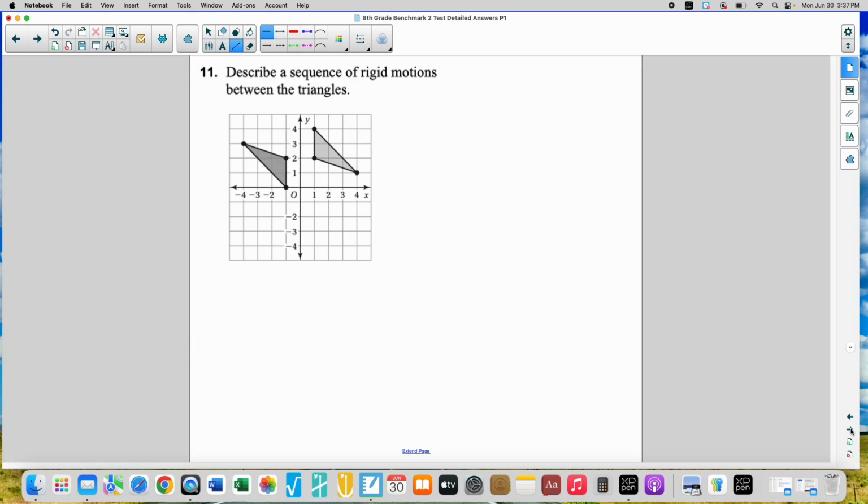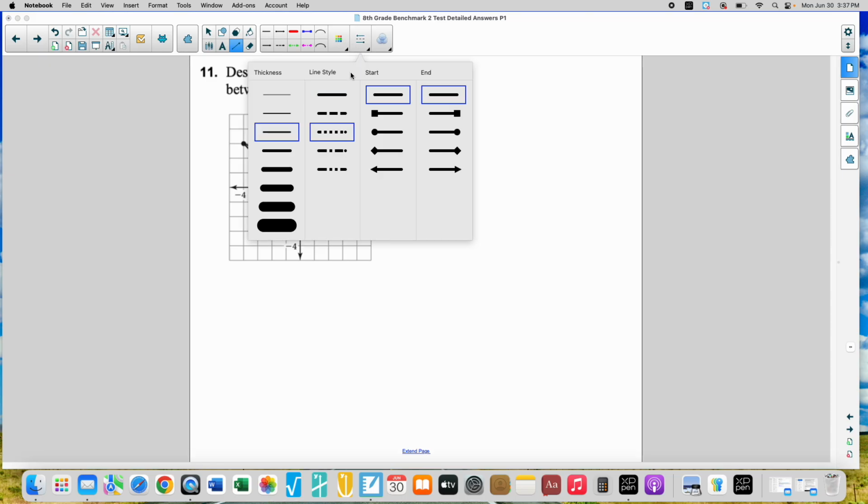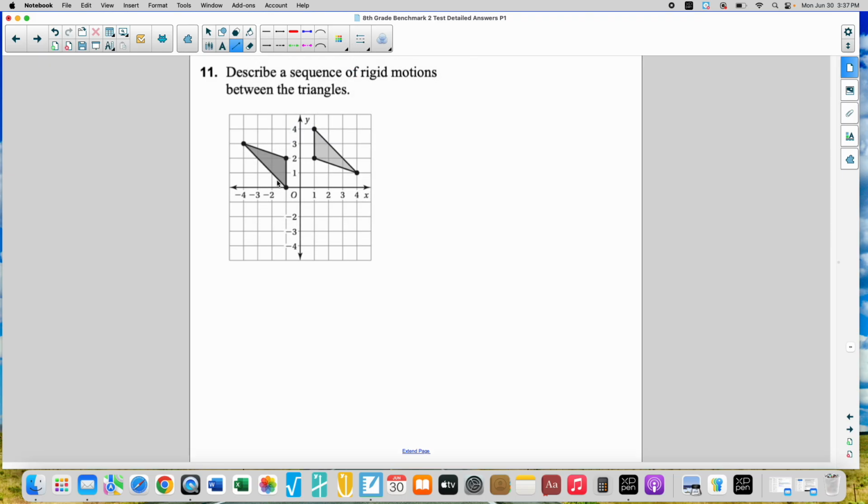All right, describe the sequence of rigid motions between the triangles. I'm thinking that if you take, let's do this. We haven't done this before. Let's change the color for a second. Let's make it dotted. If I take this and go to the center and go like this to the center, can I see how much I rotated it?